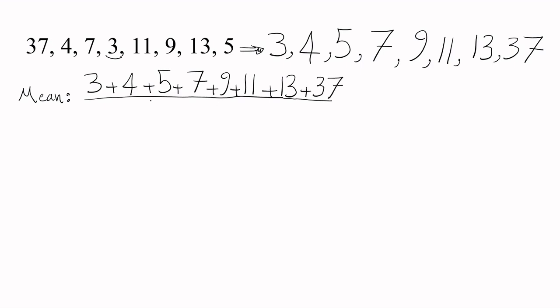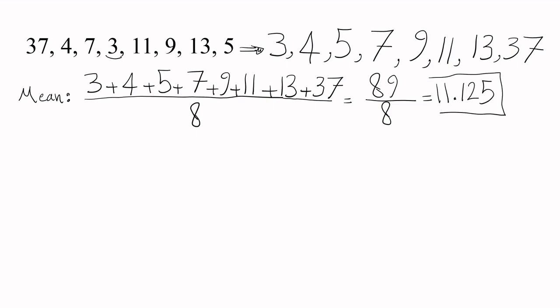And I must divide them by the number of values. How many values do I have? 1, 2, 3, 4, 5, 6, 7, 8. I have 8 numbers. If I add all of them, I'm going to have 89 over 8, which will be 11.125 if you calculate that. And I expect you to know how to divide this. It would be really easy and you should have learned it in the 6th grade.